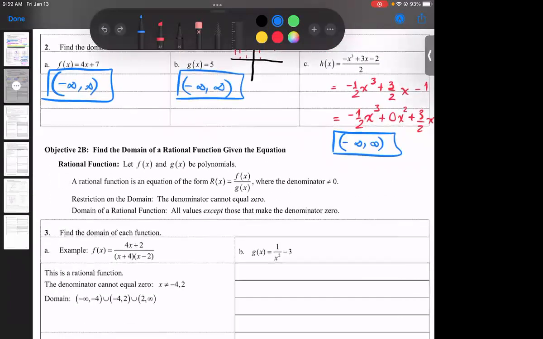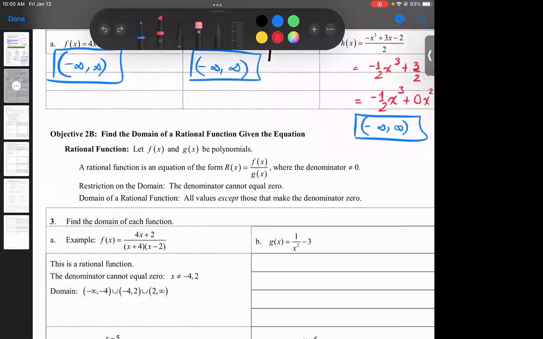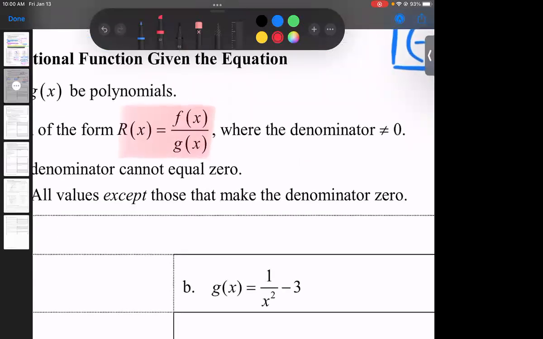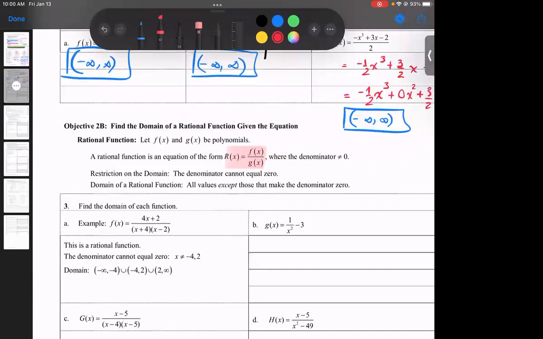Now, the second type of function I'm going to talk about is the rational function. Rational, ratio, what do you think of? Fraction, I think, right? So like the name suggests, you're going to have a function that has a polynomial divided by another polynomial. So you have f of x divided by g of x, and together they call that r of x. The domain of the rational function is everything as long as the denominator cannot be 0. That's it. Which just makes sense, right? You can't divide by 0.